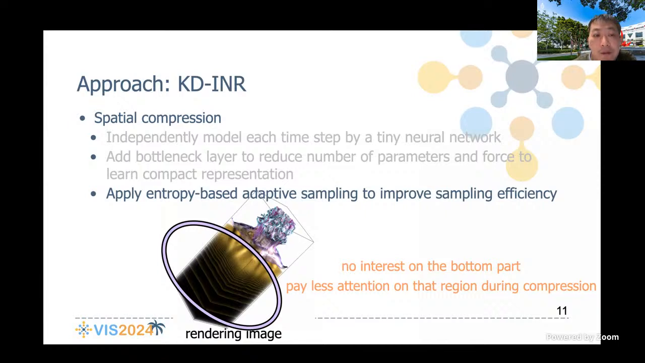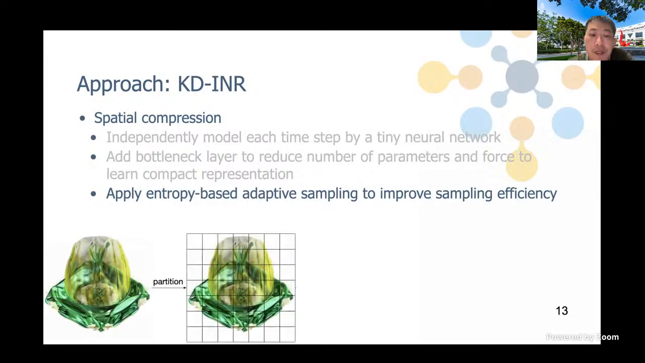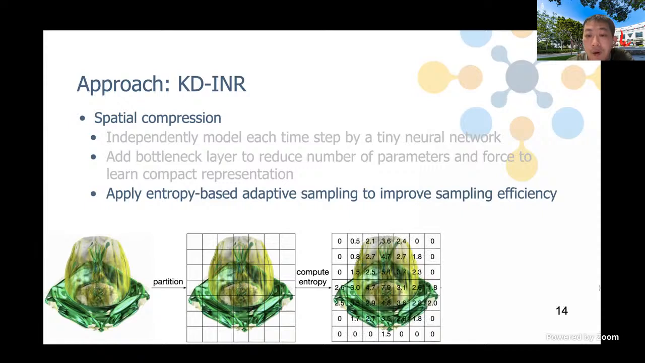So how do we do that? First of all, given volumetric data, we partition it into a set of non-overlapping blocks. In this example, maybe the block size is 4 by 4 by 4. And for each block, we compute the corresponding entropy. This entropy tells us how rich the information is in that block. If it is a high entropy, then it indicates there's a lot of important information in that block. While if the entropy is close to 0, then it indicates that there's almost no useful information in it.